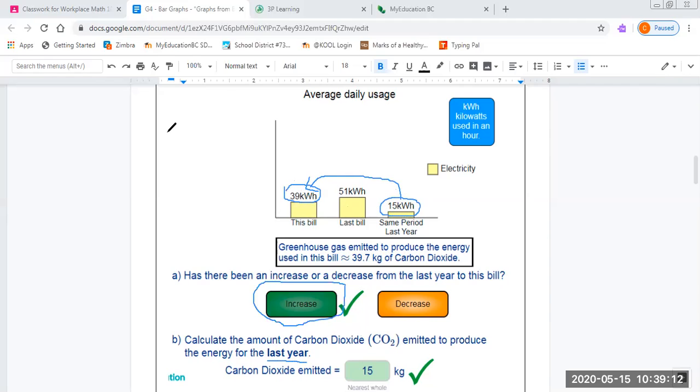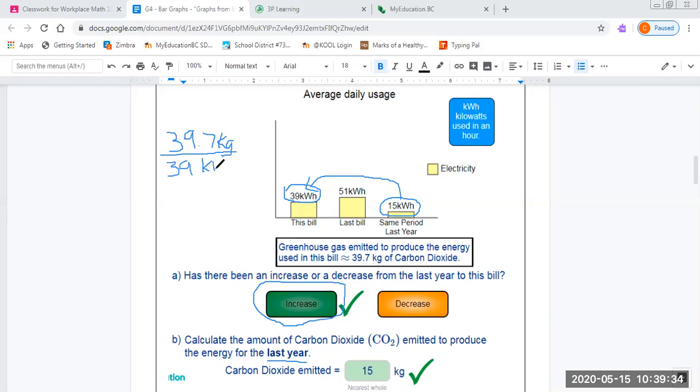So if we were wanting to figure out the amount of kilograms of carbon dioxide that are produced, it would be 39.7 kilograms, is what we're told, for the amount of usage that we had for this bill, which was 39 kilowatts.